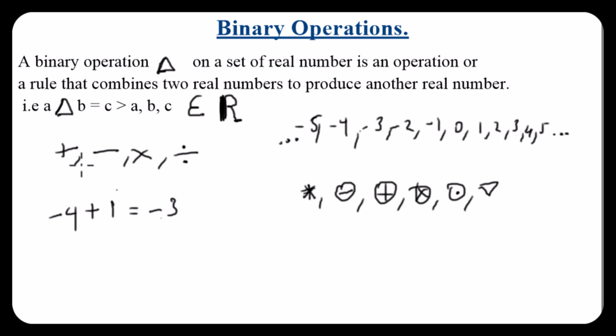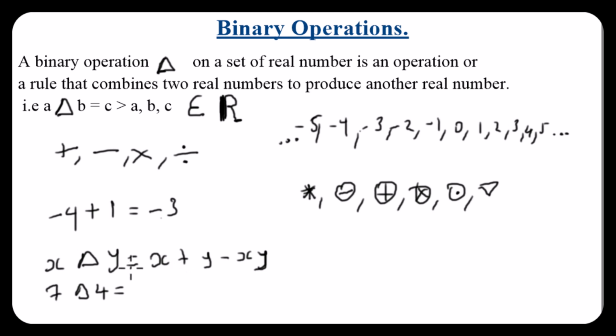So let's say we are given a definition or a rule, just like the definition as stated. Let's say we are given x delta y, and we are told that x delta y is equal to x plus y minus xy. And then we have to evaluate 7 delta 4 according to this rule we are given.